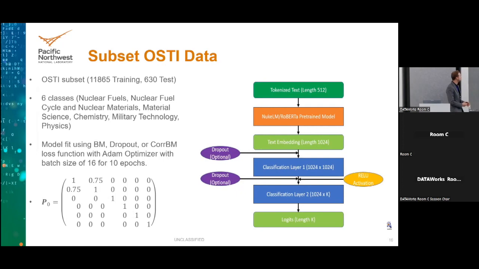And so with only 6 classes, it was easier for us to define a prior correlation structure. So we essentially had nuclear fuels, nuclear fuel cycle, and nuclear materials as being highly correlated and the rest being essentially zero. And then we fit the model using the original belief matching construct, the correlated belief matching construct, and also compared it to MC dropout as it's a standard approach.